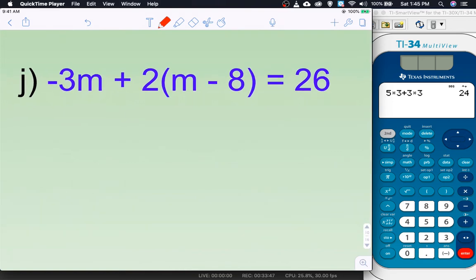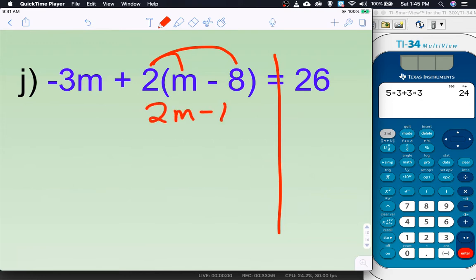Letter J. There's my equal sign. On the left-hand side, I have a lot of different stuff to do. Let's see. We'll start with parentheses. Draw your rainbows and multiply. That becomes 2m minus 16. And I'm bringing everything else along for the ride.